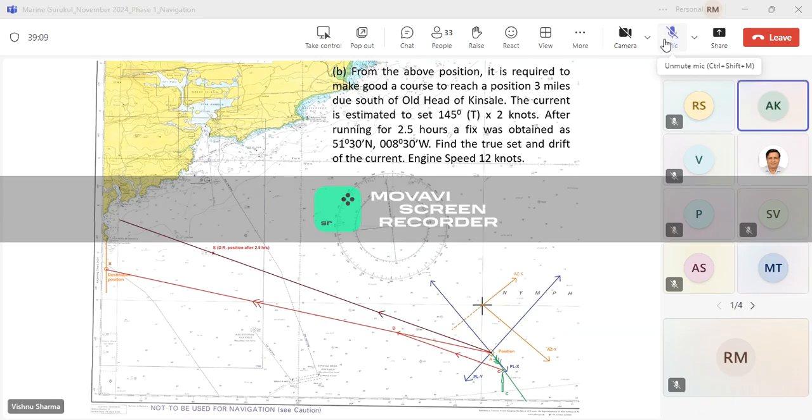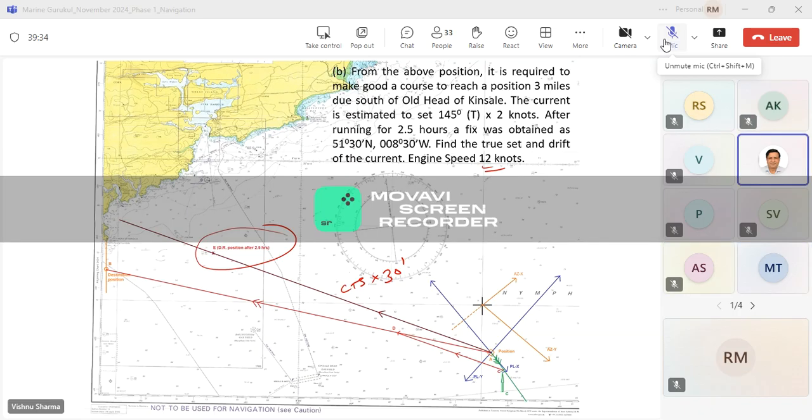Right, sir. Correct. And then if I cut off 30 miles, why? Because engine speed is 12 knots. In 2.5 hours, engine distance will be 30 miles, right? So if I cut off on this CTS line 30 miles, will I get the DR after 2.5 hours? Yes or no? Yes, sir.